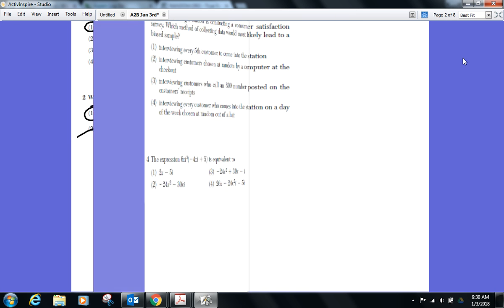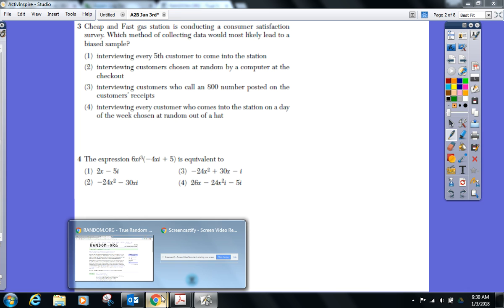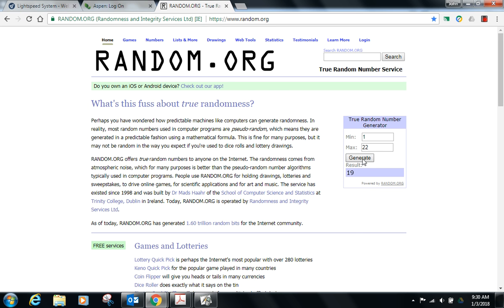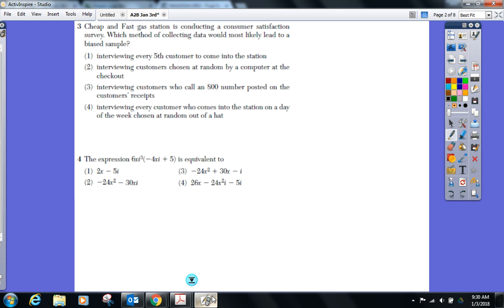Number 3. I don't know if that looked familiar or not. You have seen it on a previous test before, but number 19. Choice 3. That's going to be the most biased. Why? Here's why. You are self-selecting yourself. If you take a look at choices 1, 2, and 4, you are being selected by somebody else randomly. Versus number 3, you're choosing yourself. That's why that's going to cause the most bias.